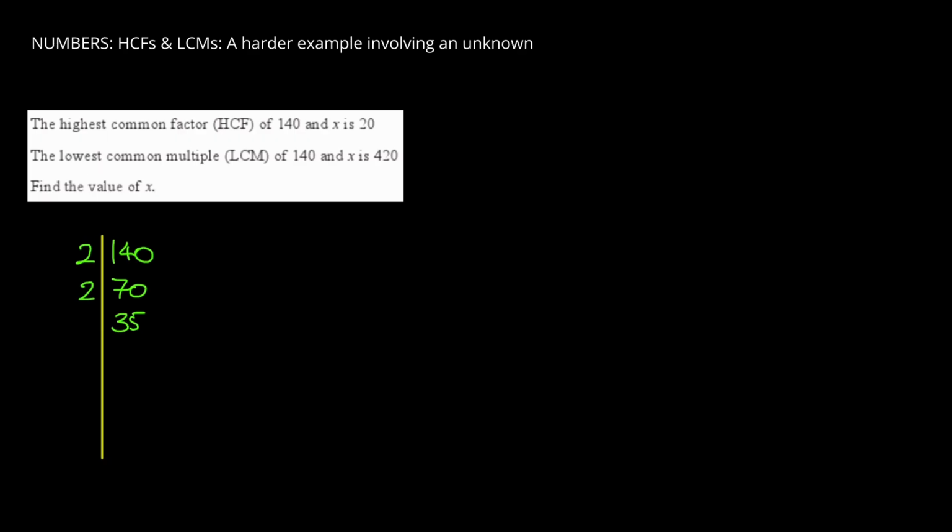3 won't go in. Let's pop in the primes. As I was saying, 3 doesn't go in. 5. Let's try 5. Yes, because it ends in a 5, 5 will certainly go in. 5 goes in 7 times, and 7 is a prime, so we get 7 and a 1 and a 1. So we know that 140 is equal to 2 times 2 times 5 times 7.